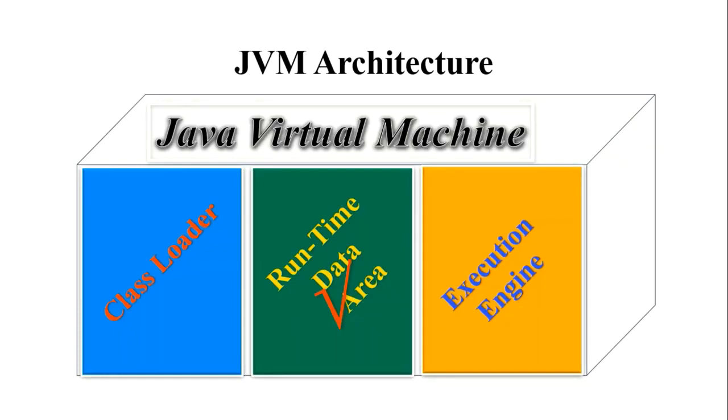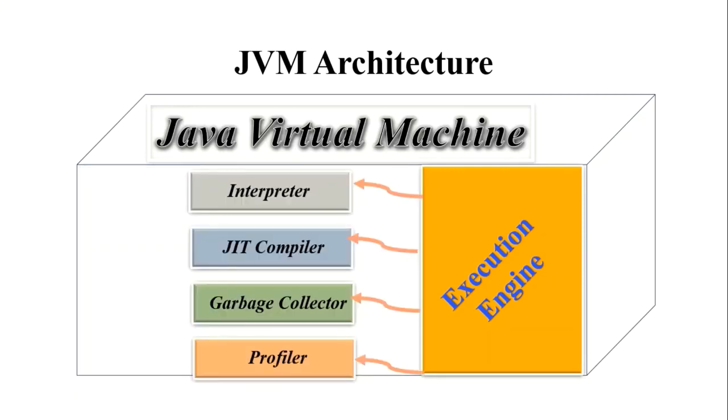Now we will move to the next part, that is your execution engine. The JVM Execution Engine is the third main component in the JVM. This is the actual engine that converts bytecode to machine code and executes the instructions. This execution engine comprises all these components. First, what is the use of the interpreter? The interpreter reads the class file or the bytecode and executes it one by one.